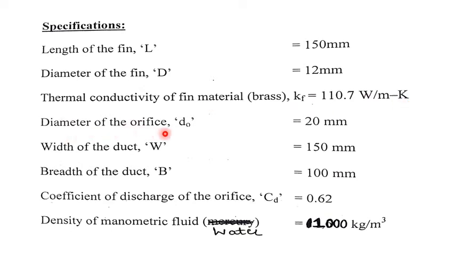The diameter of the orifice is 20 mm, whereas the width of the duct is 150 mm and the breadth of the duct is 100 mm. The coefficient of discharge of the orifice, CD, is 0.62, which is fixed. Water is used as the manometric liquid, and the density of water is 1000 kg per meter cube. Now we will conduct the experiment.